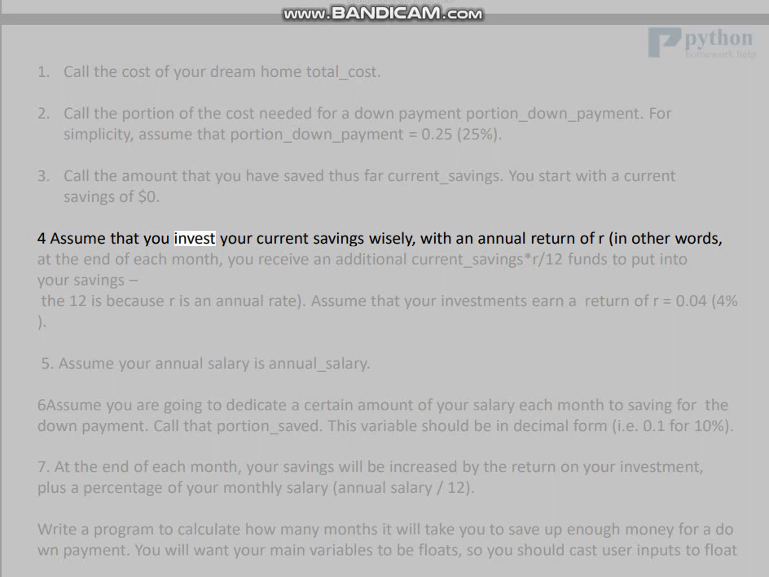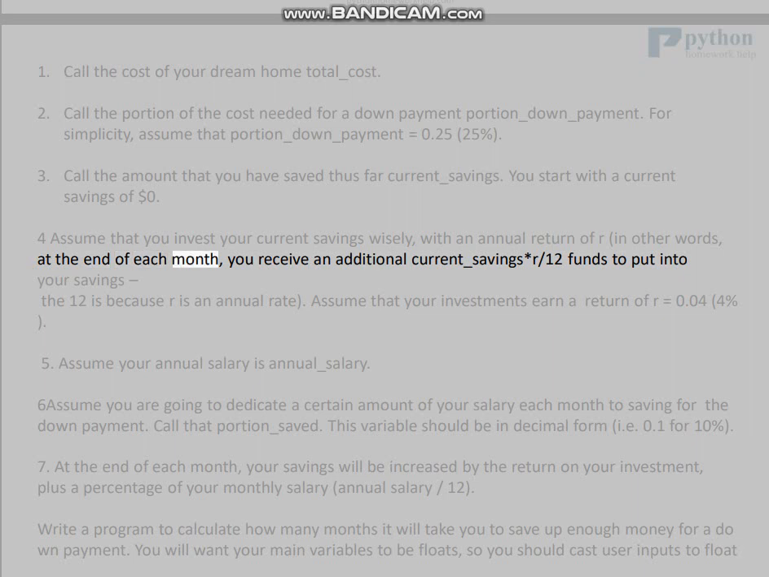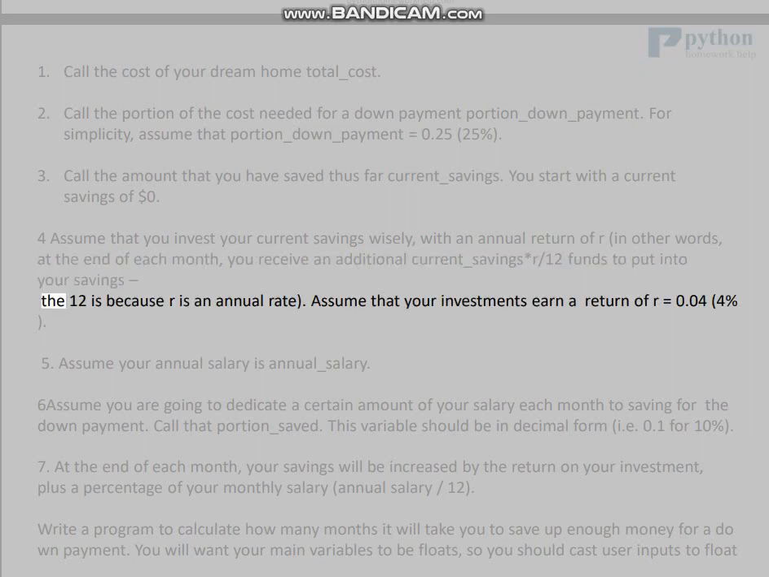4. Assume that you invest your current savings wisely, with an annual return of R. In other words, at the end of each month, you receive an additional current_savings * R/12 funds to put into your savings. The 12 is because R is an annual rate. Assume that your investments earn a return of R equals 0.04. 5. Assume your annual salary is annual_salary.